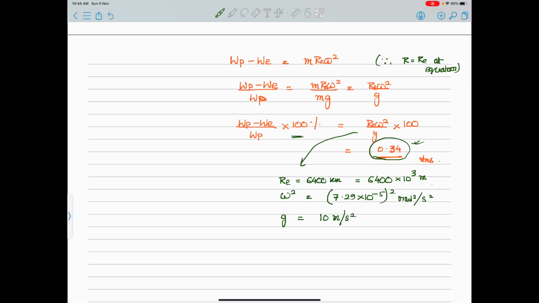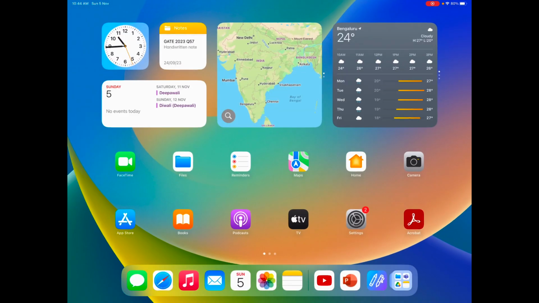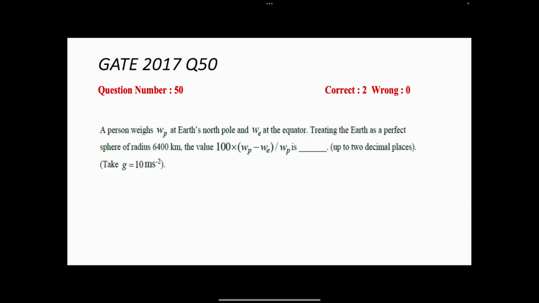Okay. So if I come to the question again, the value of 100 times WP minus WE by WP up to 2 decimal places is nothing but 0.34. And this is the answer.